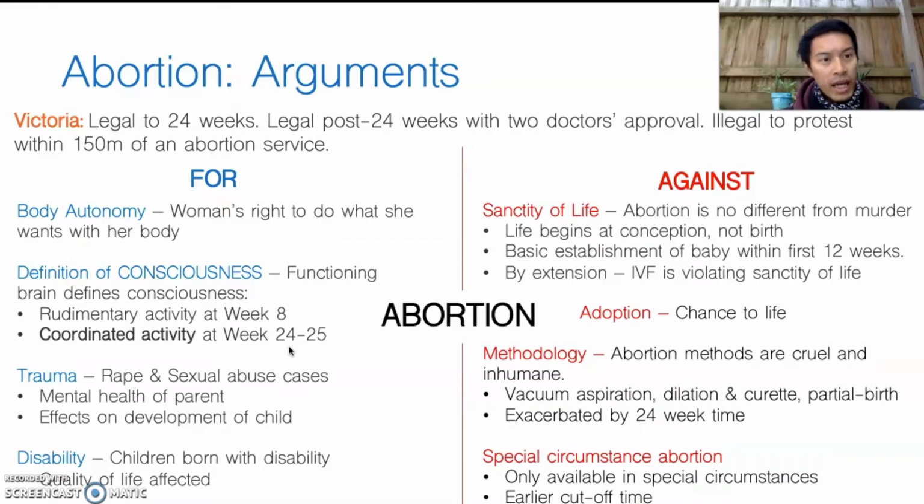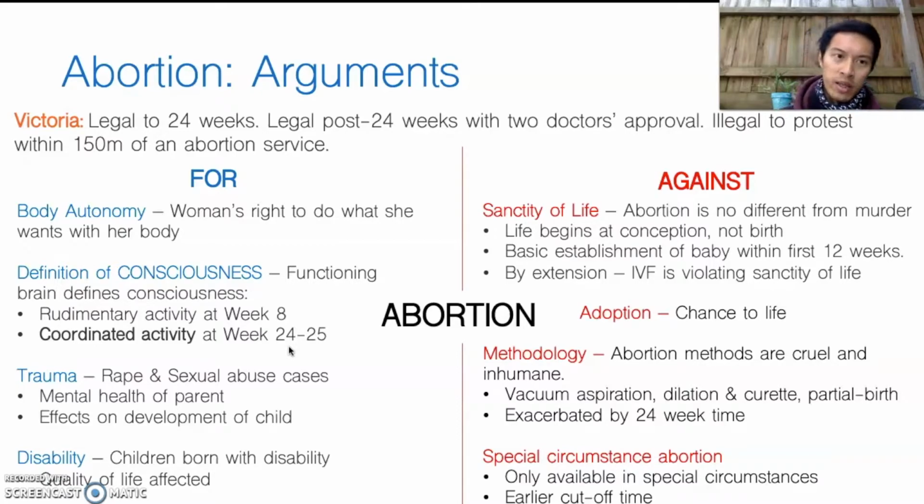Other ones are more mitigations. For example, adoption could be an option rather than to abort, to give the baby up for adoption, particularly if the mother is a victim of rape or sexual abuse. Methodology can sometimes be a big mitigation as well. So methodology, the methods of abortion can be quite cruel and inhumane. So there's a few methods: vacuum aspiration, dilation and curette, and partial birth. I'll briefly explain what they are, yeah?